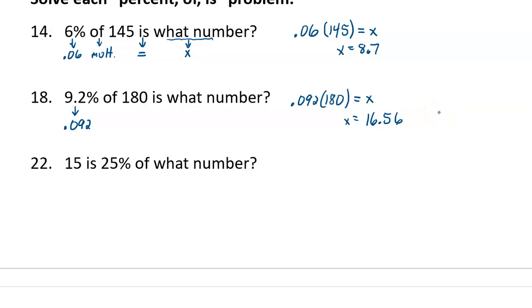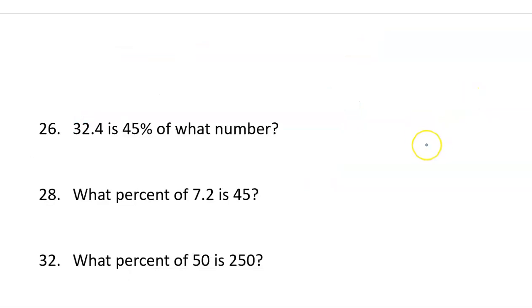Number 22. The equation is 15 is, or 15 equals, 25% is the decimal, 0.25, and then when it says of x, that means multiply by x. Now divide both sides by 0.25 to get x alone. This will make 60. Number 26, 32.4 is, or equals, 45% is the decimal, 0.45, and when it says of what, put an x there. Divide on both sides to get x alone.